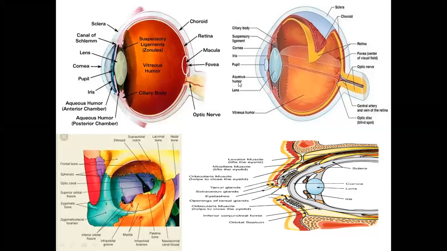Okay, and we have a transparent jelly-like substance which is called vitreous humor, which extends behind the lens up to the posterior part of the retina. So it gives firmness to the eyeball. This vitreous humor causes the firmness of the eyeball. It extends from behind the lens up to the retina. So from here to here, a jelly-like transparent fluid is present. This is called vitreous humor.